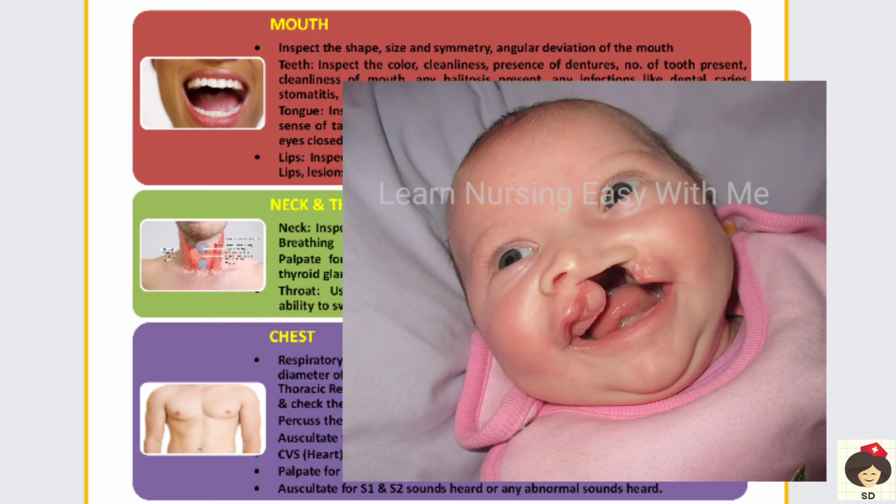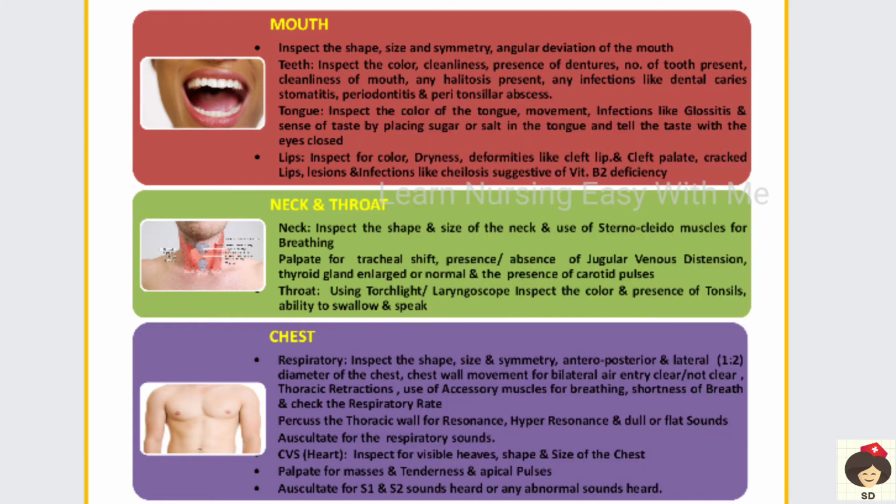Check for deformities like cleft lip and cleft palate, and cracked lips when the patient is taking some medications or has poor nutrition. There can be lesions, that is injury to the lips, or infections like cheilosis. Cheilosis is inflammation of the lips, and it can be due to vitamin B2, that is riboflavin, deficiency. So all this you have to check in the mouth.